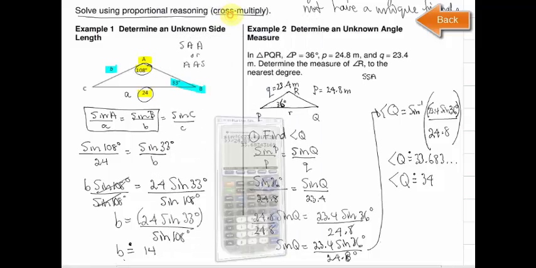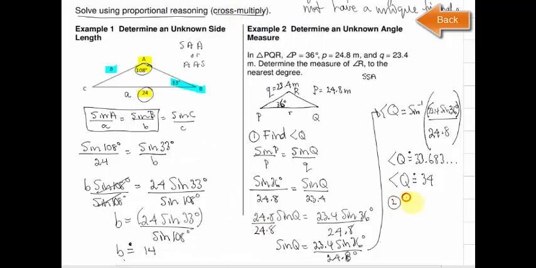Now my second step is that I can find angle R because I know all angles in the triangle add up to 180. So I'm going to go 180 degrees minus my 36 for angle P minus my 34 for angle Q, and that will give me 110 degrees. So angle R equals 110 degrees.